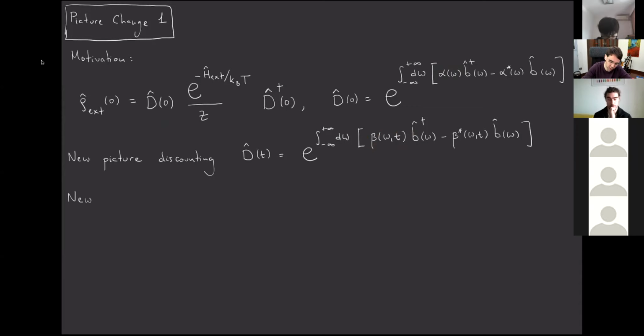So then in this picture, the new state that we can call, for example, rho D for displacement, is nothing but just the old state, rho, onto which we apply the inverse of the evolution given by D of t. So we apply D dagger of t as the time evolution, and this discounts that part of the dynamics, and then it evolves according to the following Hamiltonian.